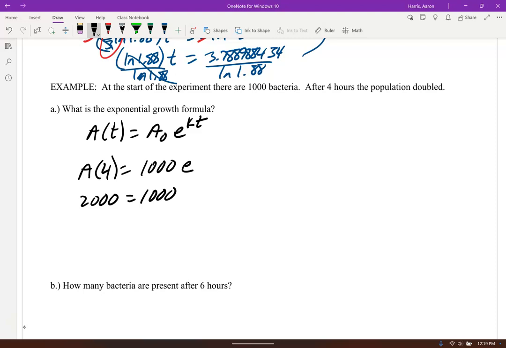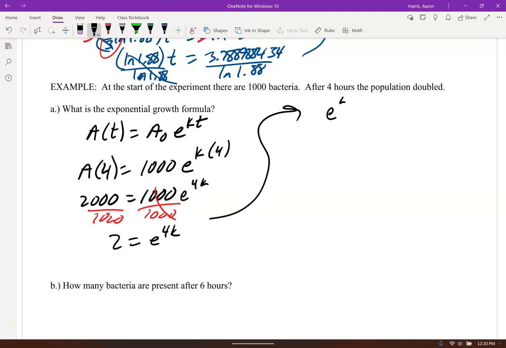Okay, what's the exponential growth formula? Well, we don't know how fast it grows, our constant k, our growth factor, but we do know this happened after 4 hours, so e to the 4k. So let's go ahead and solve for our growth factor, k. We'll divide both sides by 1,000. And so we have 2 equals e to the 4k. e to the 4k equals 2.